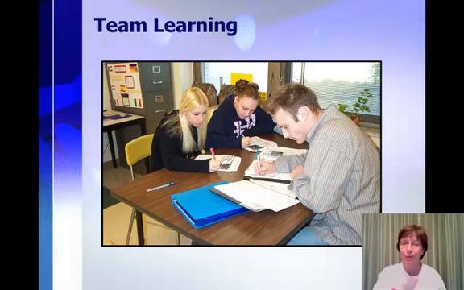This is an example of a team learning that actually took place in a high school classroom over at Walter Pianist High School. This teacher happened to have old library tables in her room, and the students were able to work that way.